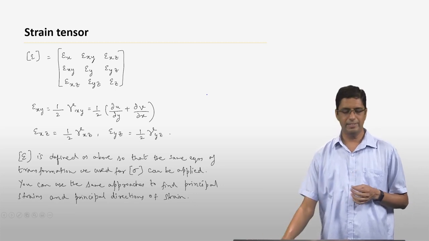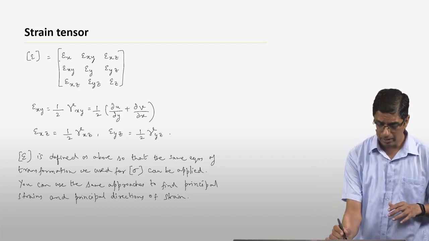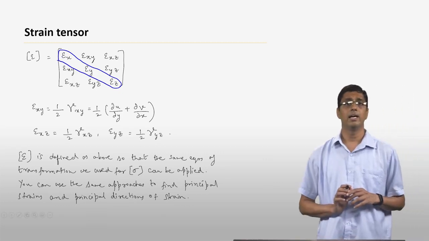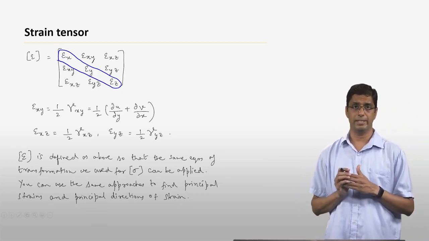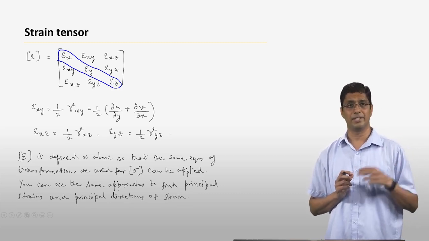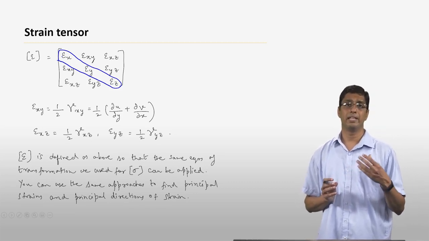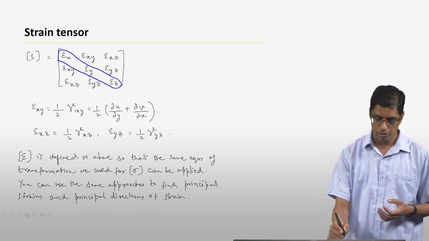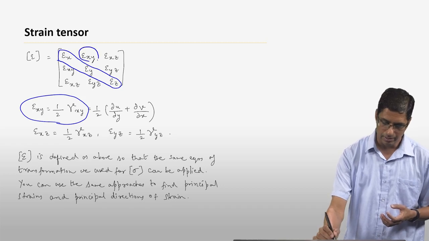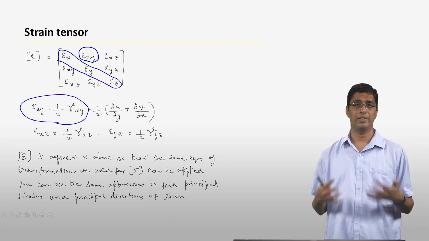The way we define the strain tensor is actually very similar to the stress tensor. You have the normal strains along the diagonal, and the shear strains along the off-diagonal. One thing you would have probably already noticed is that I was referring to gamma as the shear strain, and now I have epsilons. But there is a relationship between this epsilon xy and gamma xy. Epsilon xy is essentially half of gamma xy. It's just gamma xy divided by 2.